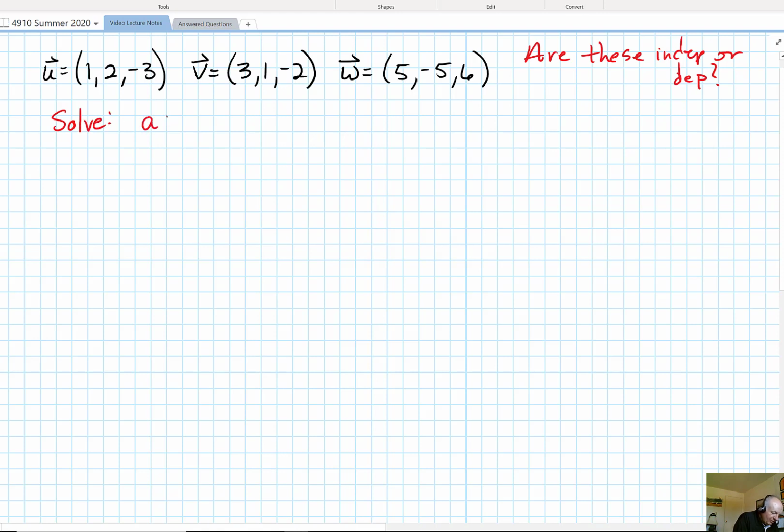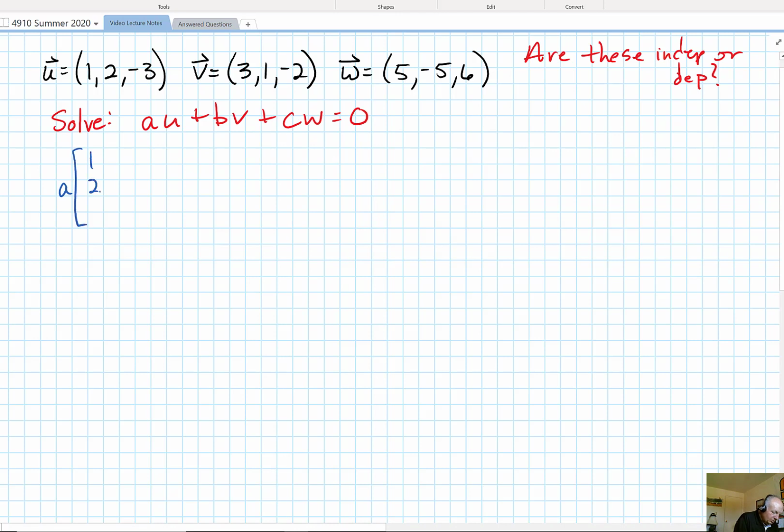I need to solve this equation: A times U plus B times V plus C times W equals 0. You notice it's the same equation we solved before, but now it's just involving the 3 vectors. If I was involving 4, you would have a 4th term there, but it's the same thing. So it boils down to being able to solve this and determine if 0 is the only solution or not, right? From here on out, it's just a lot of kind of algebra.